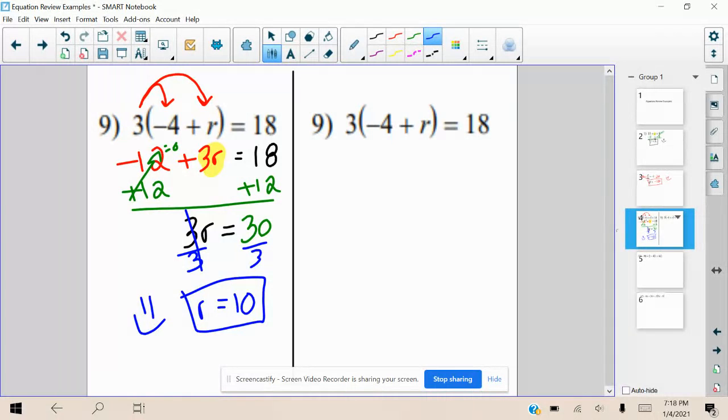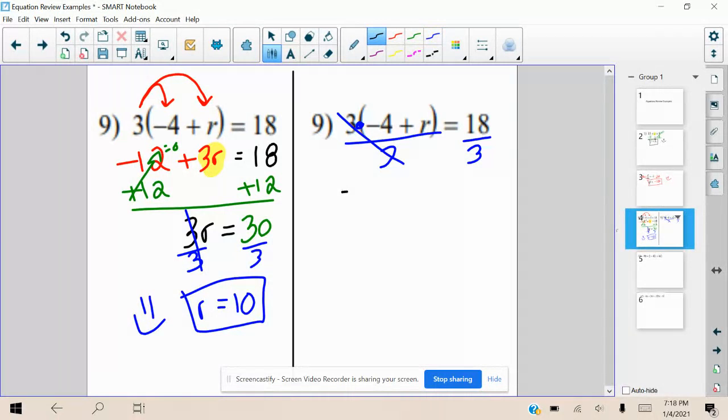Now I'm going to show you another way to solve this that you might have initially wanted to do. So we have 3 times the quantity, negative 4 plus r, is equal to 18. So it's 3 times the quantity is equal to 18. And the distributive property uses multiplication. So really what we're doing here is 3 times that value of whatever negative 4 plus r is, I'm going to multiply by 3. Well, since I'm using multiplication and there's no other terms around, we can divide both sides by 3.